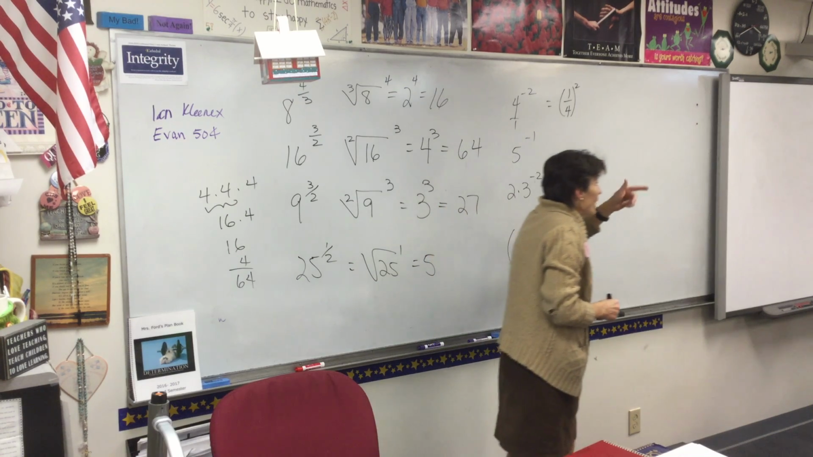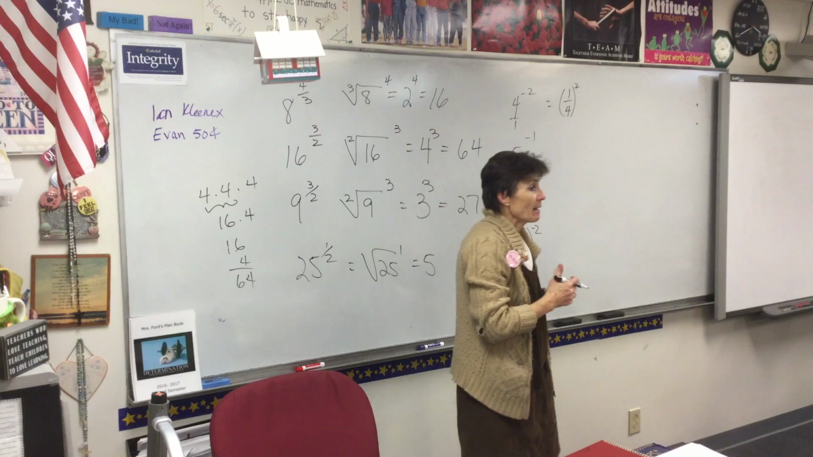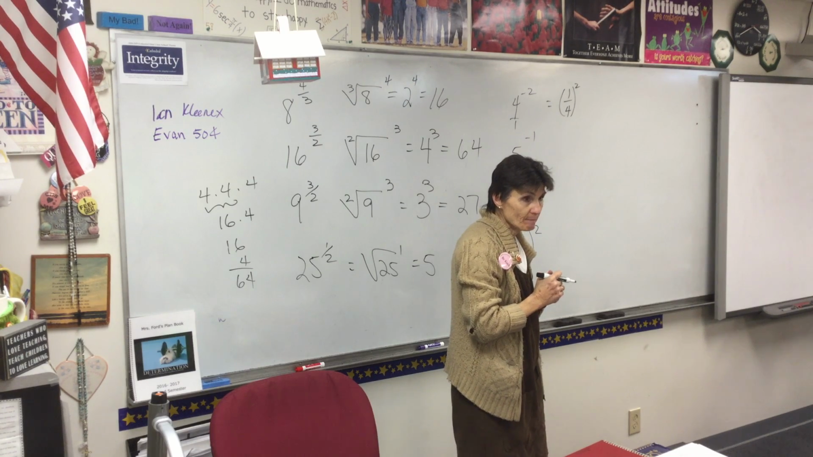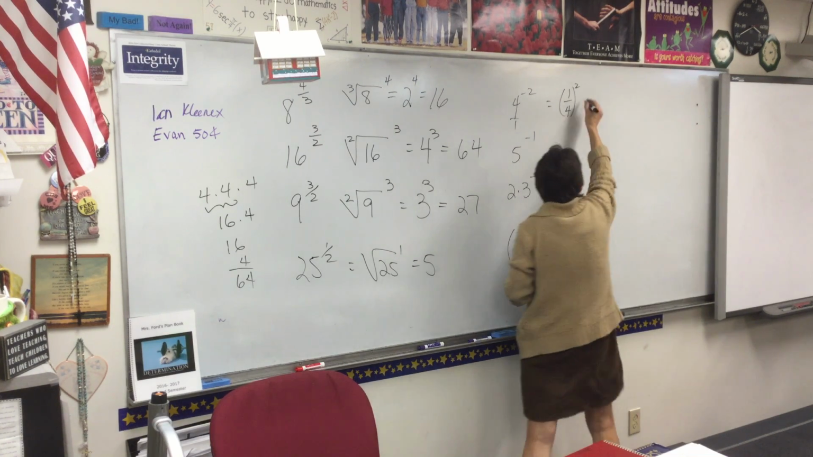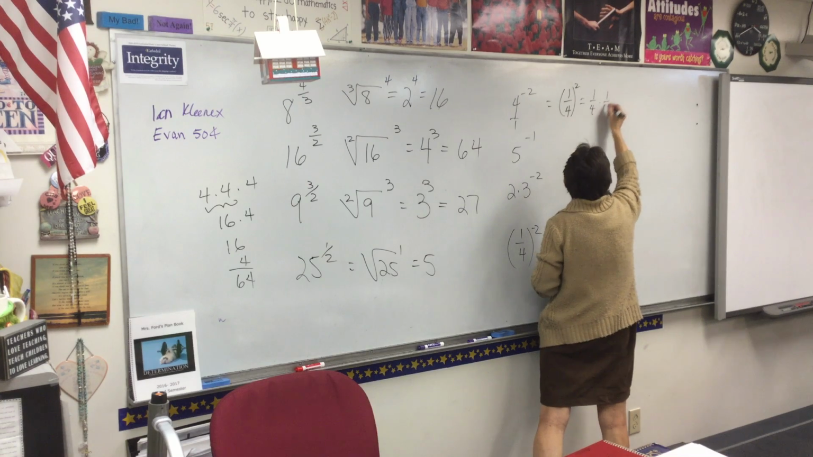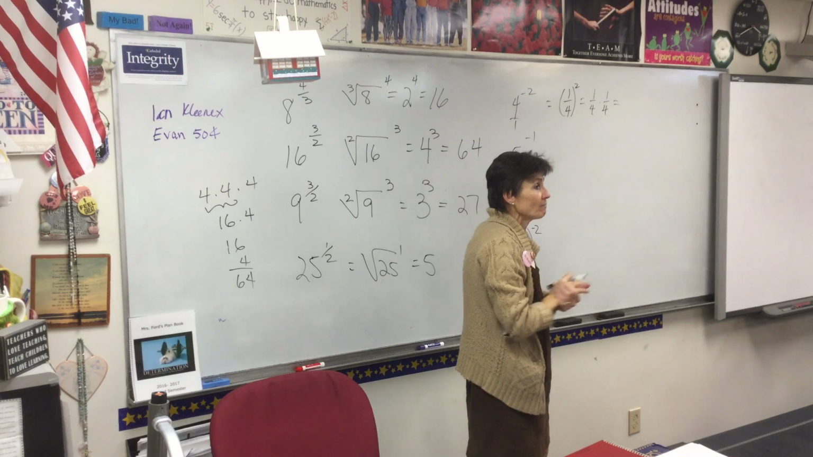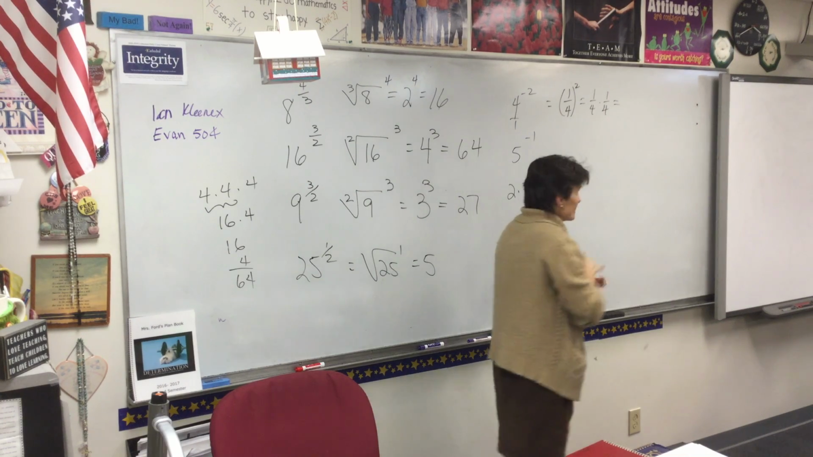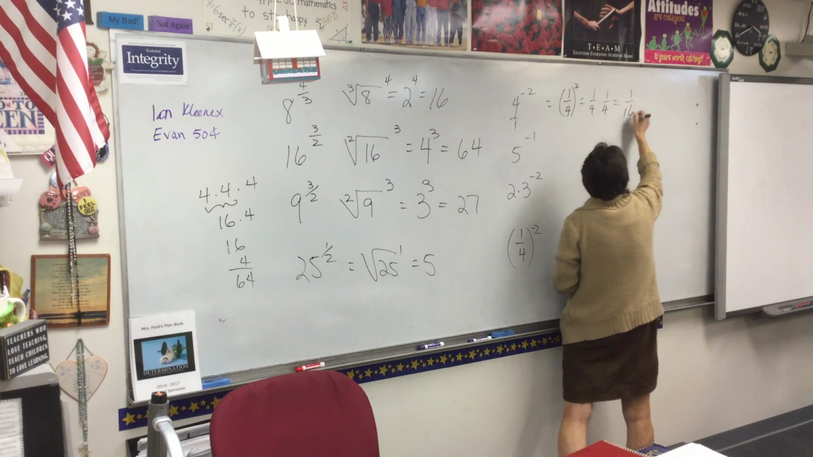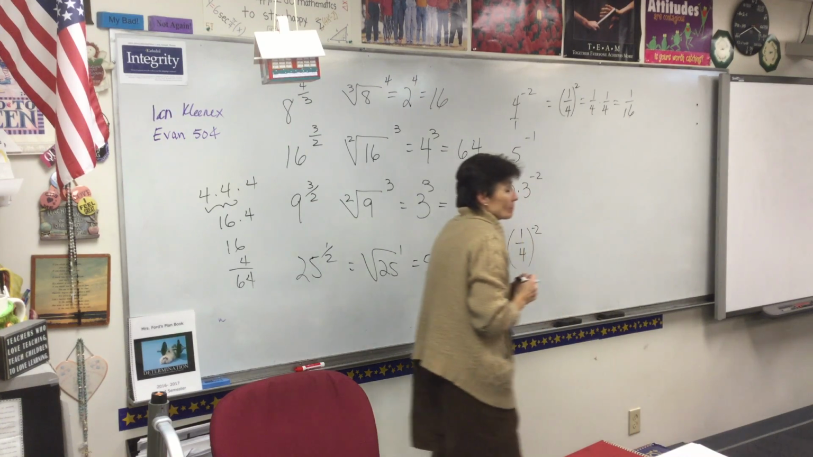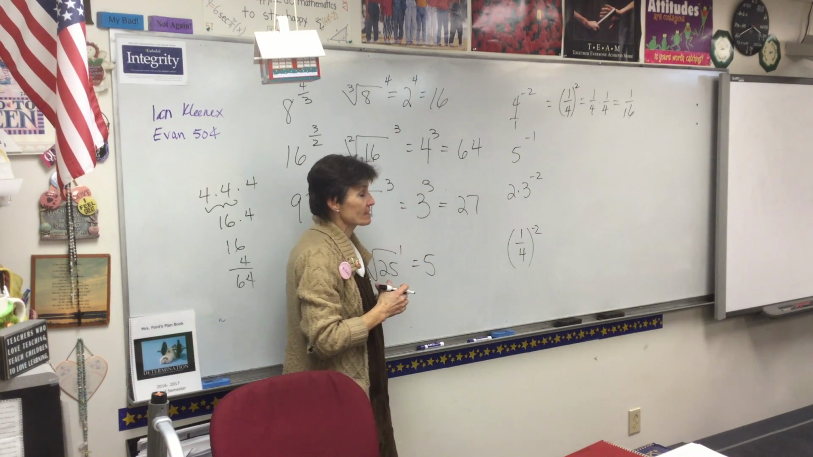Now, when you square, that means you times by itself, right? So 1/4 times 1/4 is not 1/2. 1/4 times 1/4 is 1/16. Do not go too fast.